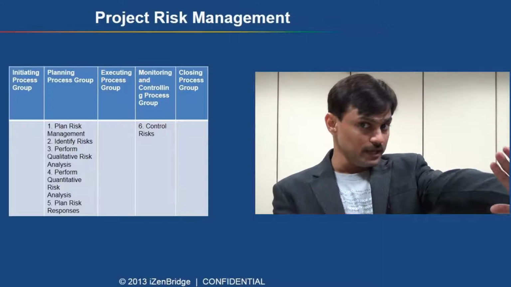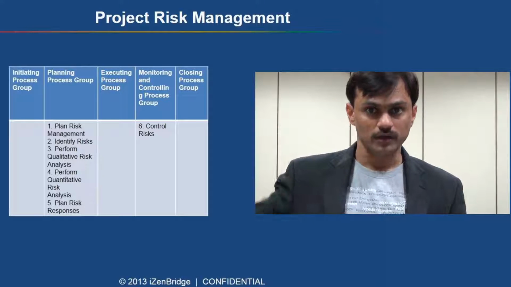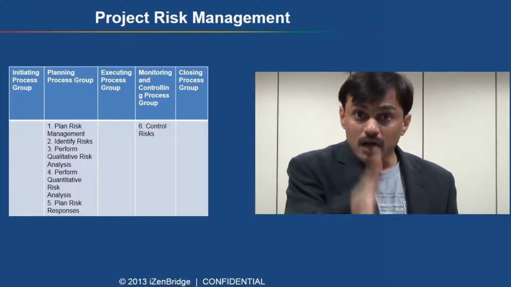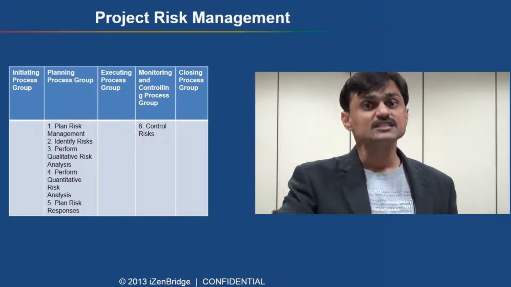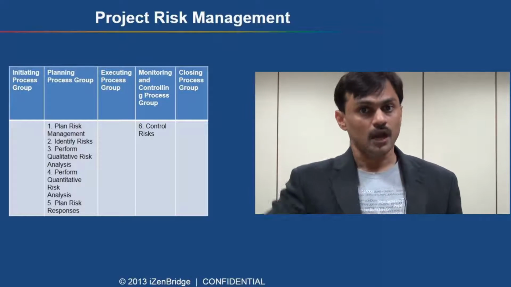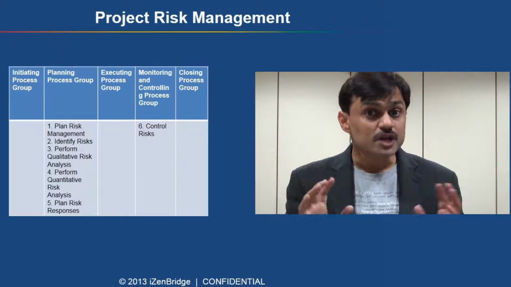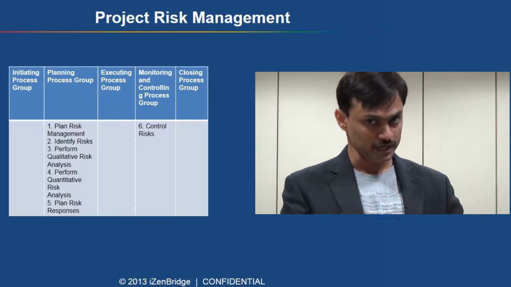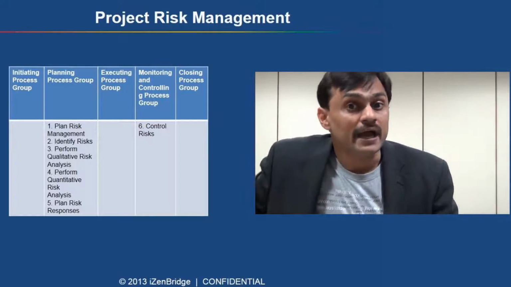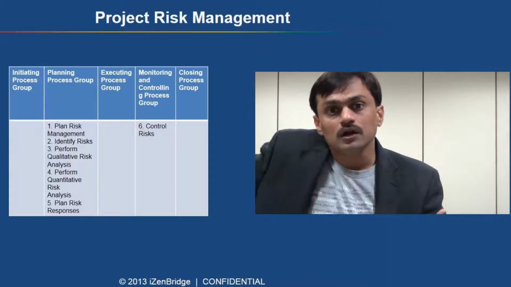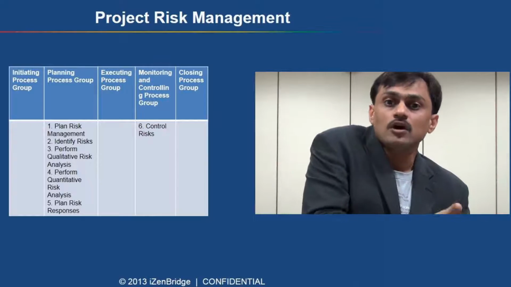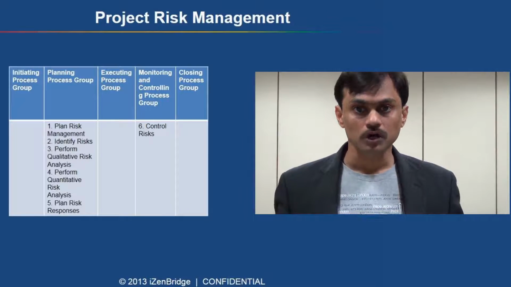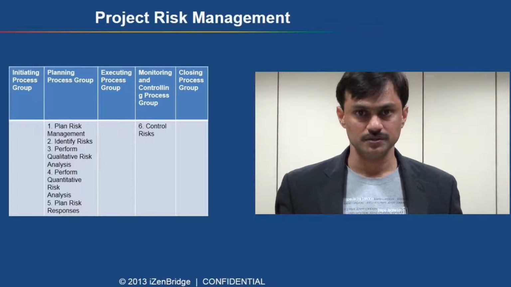After doing all this planning, we start working, or the execution happens. During execution, we may uncover some of those risks and our risk management plan gets implemented. Now in the control risk process, we try to analyze how effectively our risk management process is working. We also try to relook at our risk register. We also try to relook at our risk response plans. So this knowledge area teaches us all about project risk management.